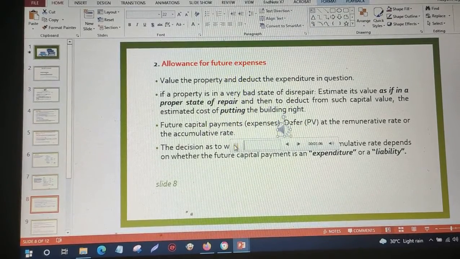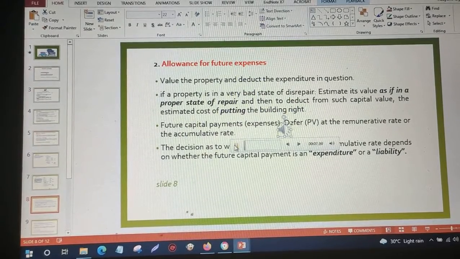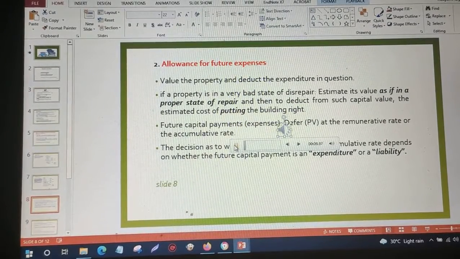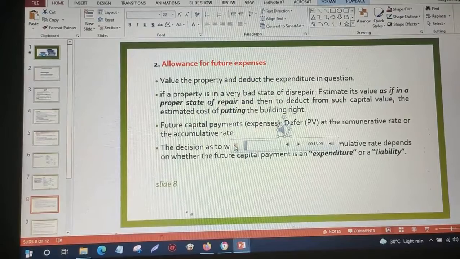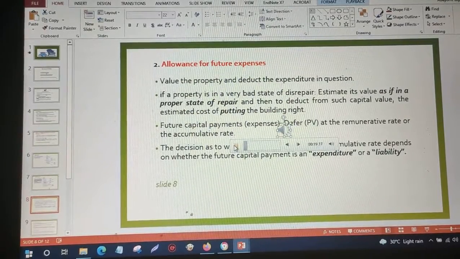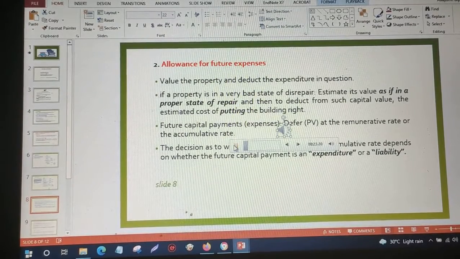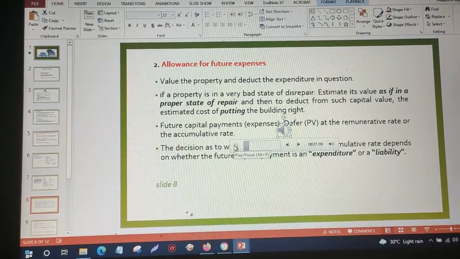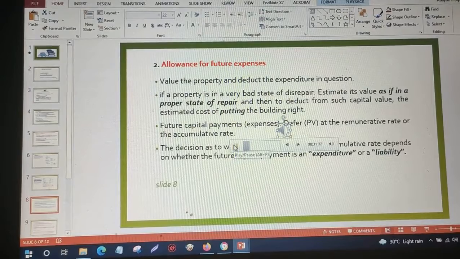Yeah, we are done with the allowance for future capital receipts. Now we are going to the allowance for future expenses. Now the key to this is to value the property as if there are no future expenses to be incurred, and we then determine the value of the future expenditure and deduct it from the initial value of the property. That is the key to this section.